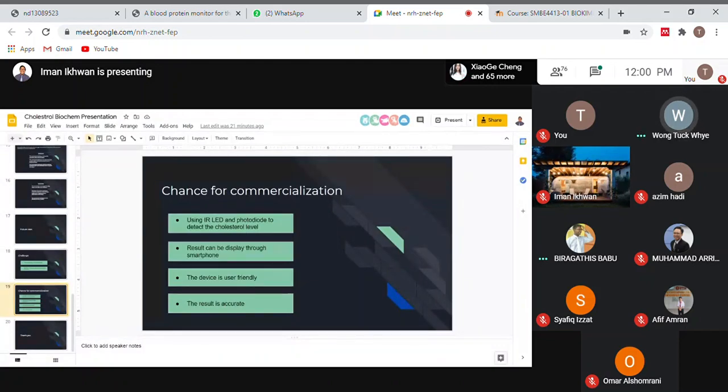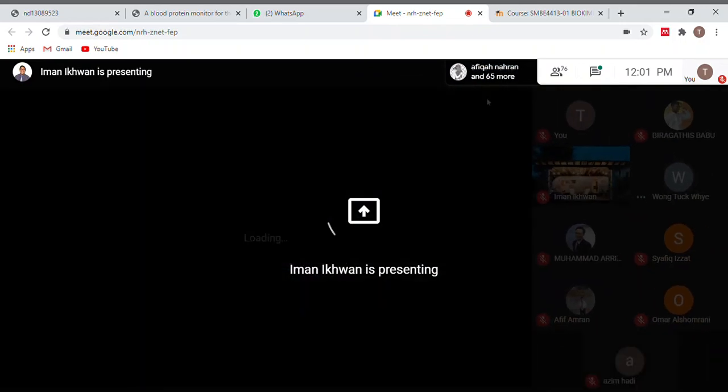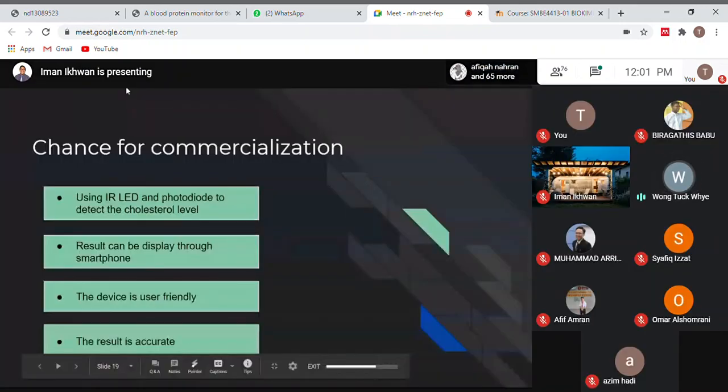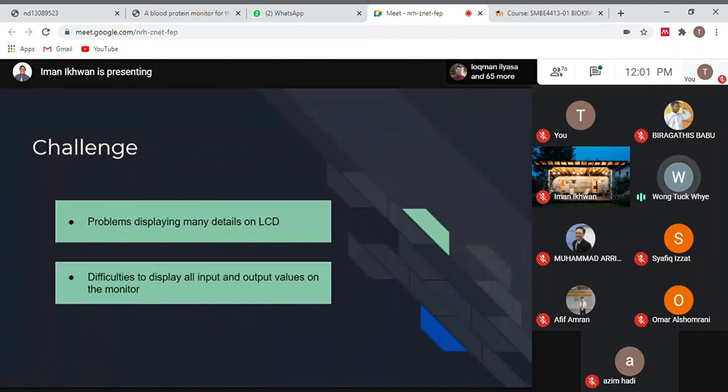Okay, now the previous slide. Please share the presentation slide. Group 4. Yeah, problem displaying many details on LCD. I believe the question is asking why display many details and why it is a problem. So group 4, what do you mean by displaying many details? What is the cause of this, and why is it stated as a problem?